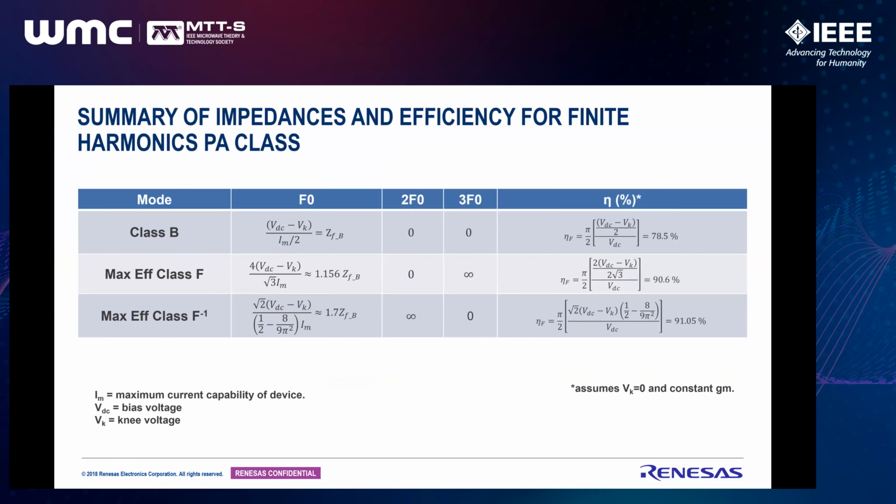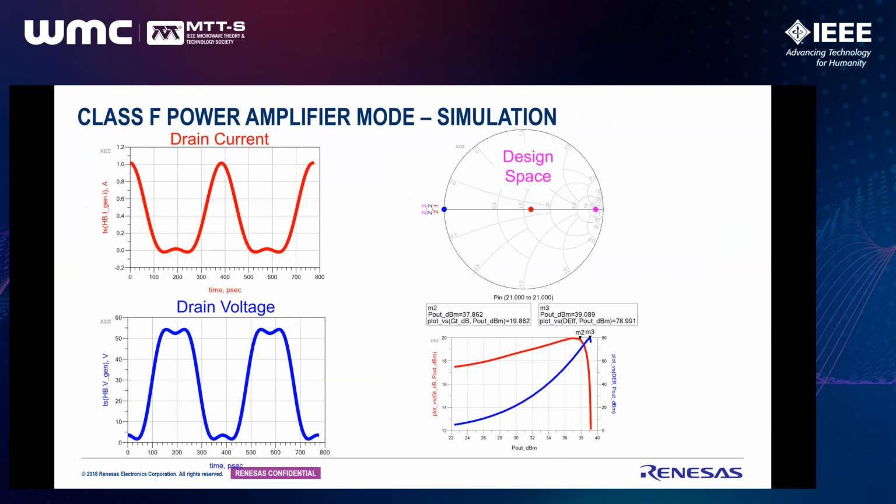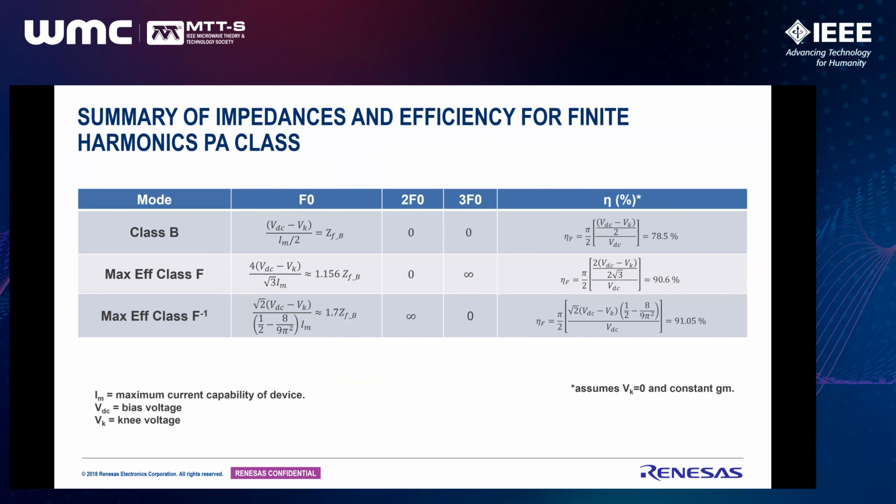So if we compare them closely by how they look in terms of fundamental and harmonic terminations and in terms of efficiency, here is the quick summary. For class B, we end up having almost 78.5% efficiency. And the point to be noted is that all our harmonics have to be short-circuited. And for maximum efficiency class F, which means up to third harmonic consideration, we reach up to 90% efficiency from about 78%.